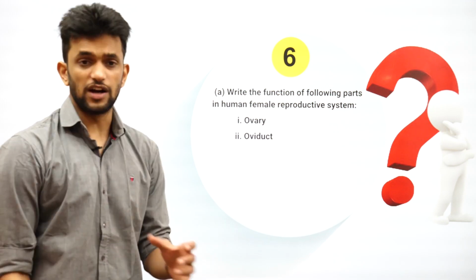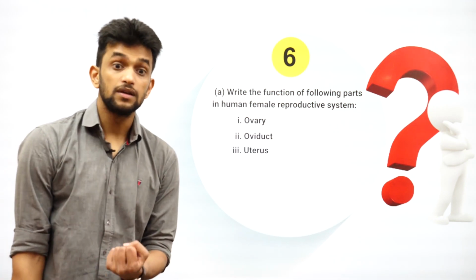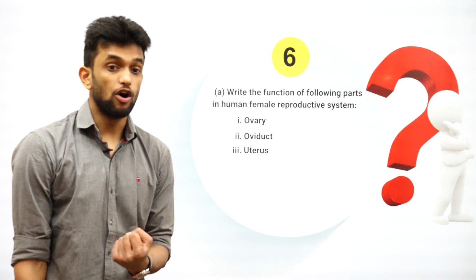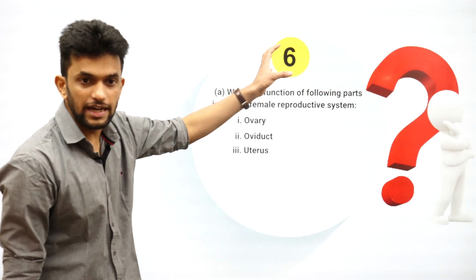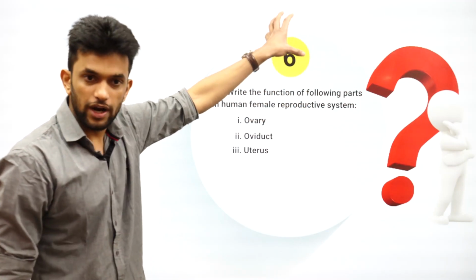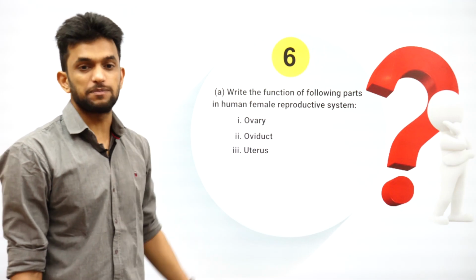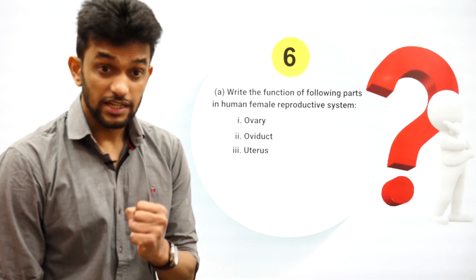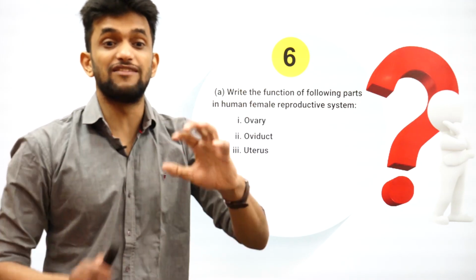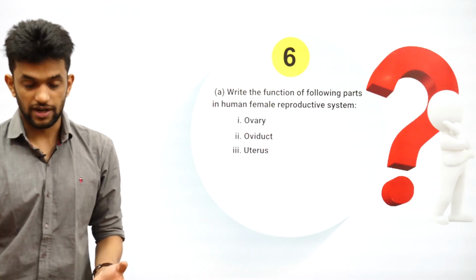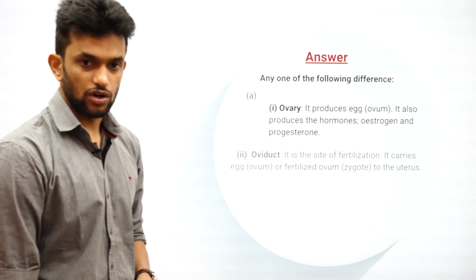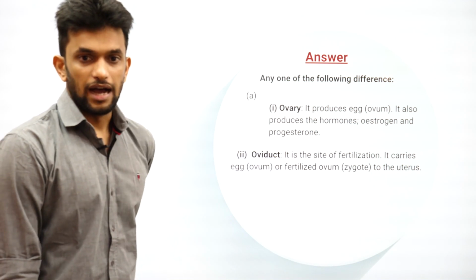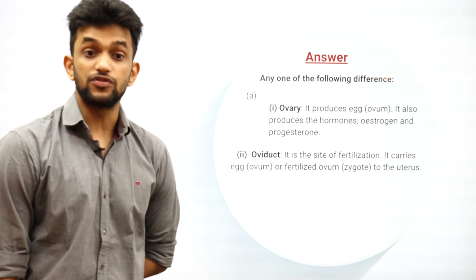What is the function of the ovary, people? It produces egg or the ova. Oviduct. What is oviduct? The fallopian tube is called oviduct. It transfers ova, and fertilization takes place in the oviduct. What is the function of uterus? Implantation takes place in the uterus. Development of the fetus takes place in the uterus. So this is what it is. I guess I have discussed all of them. The ovary produces egg or ovum.